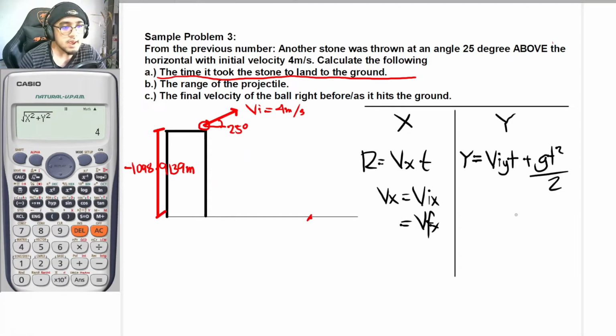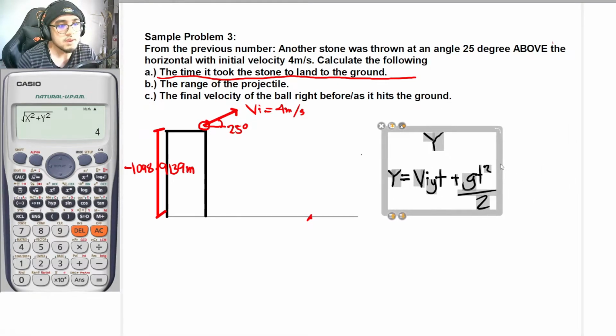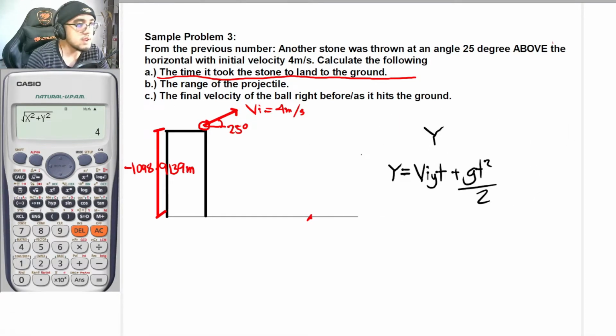Okay, so going back here, since I already know the value for my Viy, so our y, substituting known values, and for me to have space, I would just be erasing the table for the x component first. So I will just be moving this here and substituting known values. So this is now negative 1098. So for the value for your y, this is now negative 1098.9139 meters.